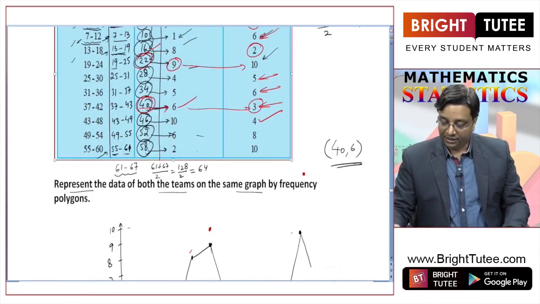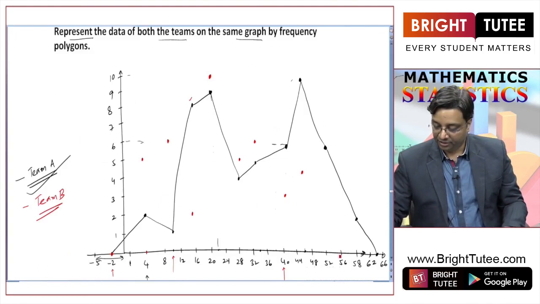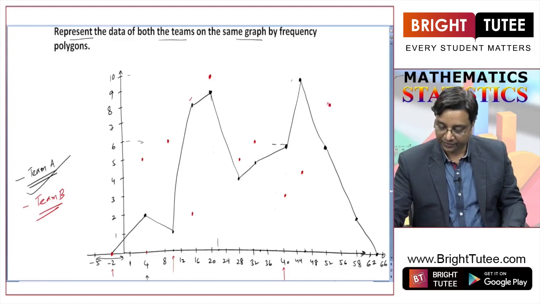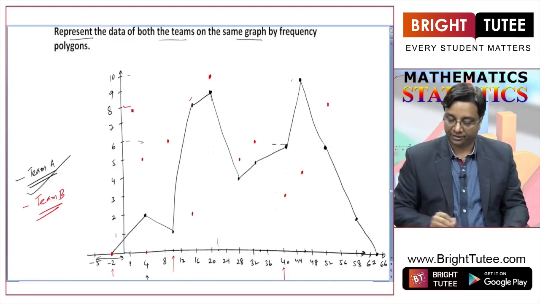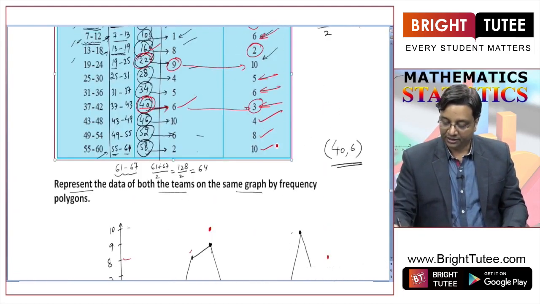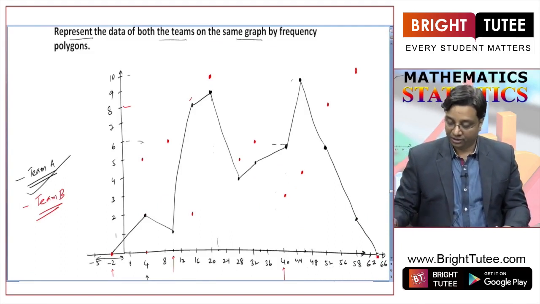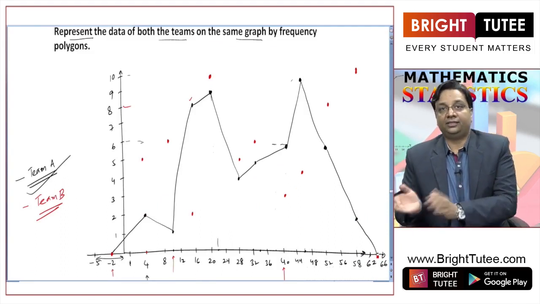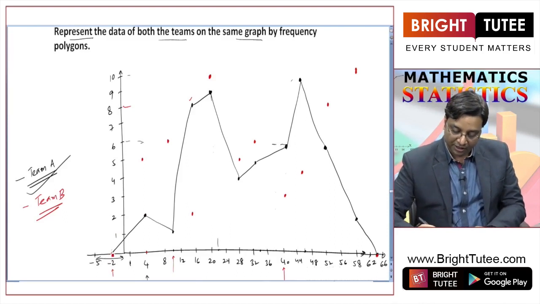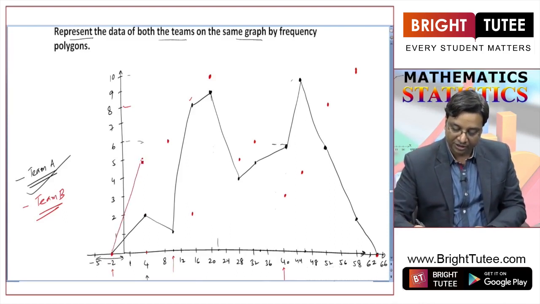Okay, and the next one is 8. So it will be above this point here, corresponding to this height. And the next one is 10. So for this class mark, it will be here. And obviously for 64, the point will still be here. The frequency is 0 for the next class mark, which we have taken just to complete the frequency polygon. Now I'll join these points to complete the frequency polygon for the performance of team B.